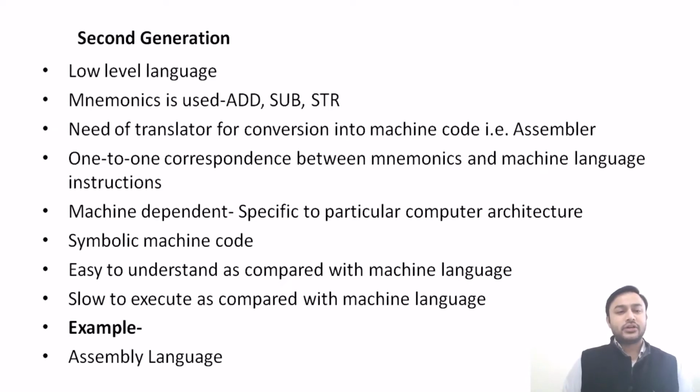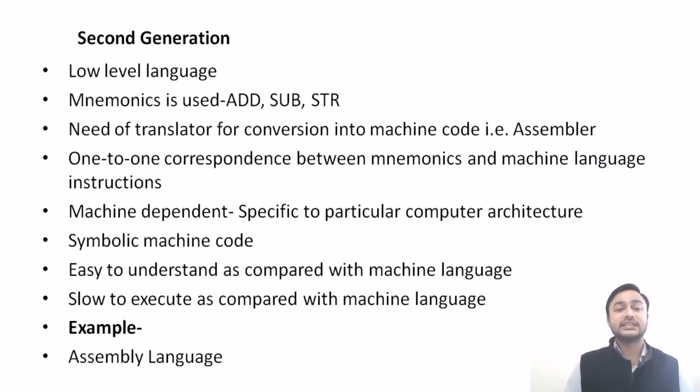Now, in this second generation of language, there is a one-to-one correspondence between mnemonics and machine language instructions. One-to-one correspondence means that a particular mnemonic or particular instruction will have only one meaning. Like ADD will be understood as addition in the program. So there is a one-to-one correspondence.